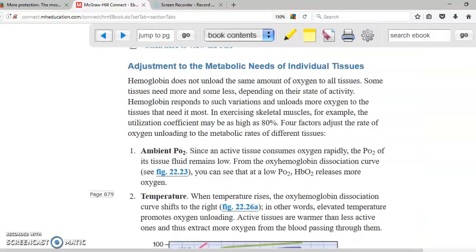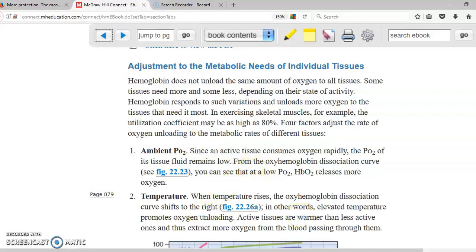Now, the next topic is going to be adjustment to metabolic needs. Obviously, the tissues have different needs of oxygen, right? Not all tissues have the same amount of necessity for oxygen at the same time. Then you're going to have some factors that need to be changed. Then you have ambient PO2, the amount of oxygen that you have in your tissues. Since the tissues are constantly using the oxygen, then obviously you have less oxygen in your tissues, therefore the oxygen will go to your tissues. That's what this one is.